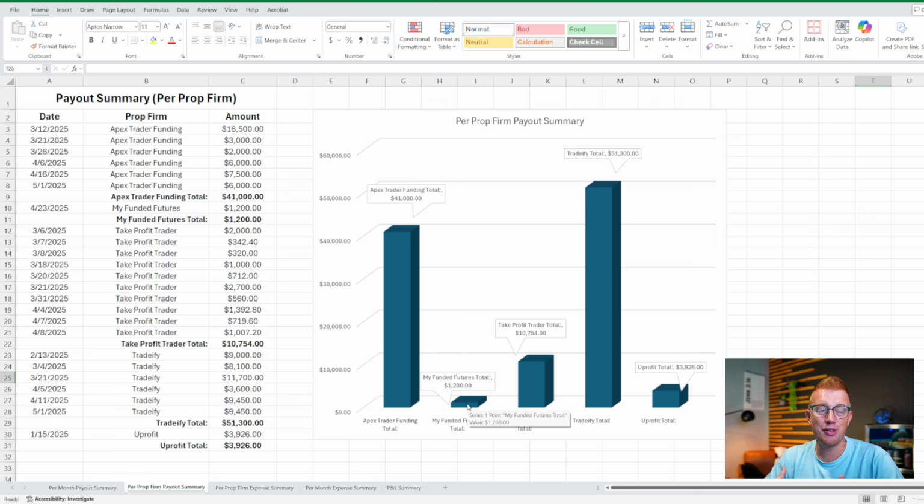I haven't really used My Funded Futures that much. I am starting to use them a little bit more again. I kind of want to get into it again and try out My Funded Futures. Right now I have 2 funded accounts with them, and hopefully we can start to ramp up with My Funded Futures. Take Profit Trader total is 10,754.